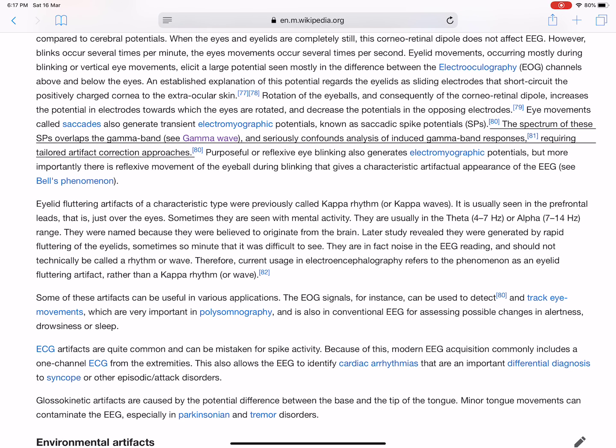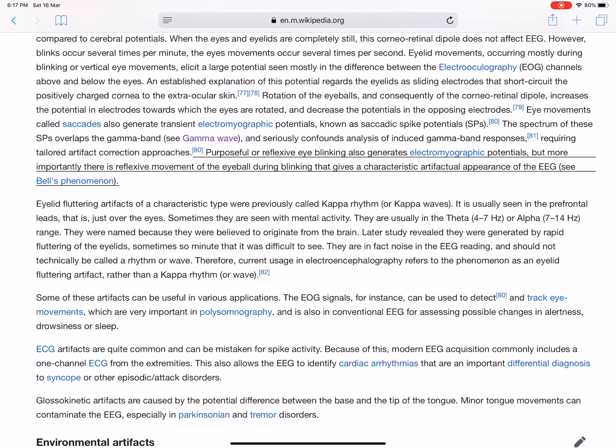Purposeful or reflexive eye blinking also generates electromyographic potentials, but more importantly there is reflexive movement of the eyeball during blinking that gives a characteristic artifactual appearance of the EEG, see Bell's phenomenon. Eyelid fluttering artifacts of a characteristic type were previously called kappa rhythm, or kappa waves. It is usually seen in the prefrontal leads, that is, just over the eyes. Sometimes they are seen with mental activity. They are usually in the theta, Hz or alpha, Hz range.